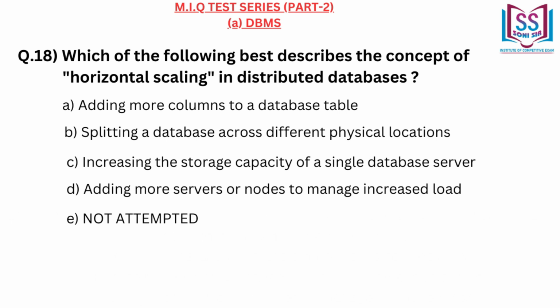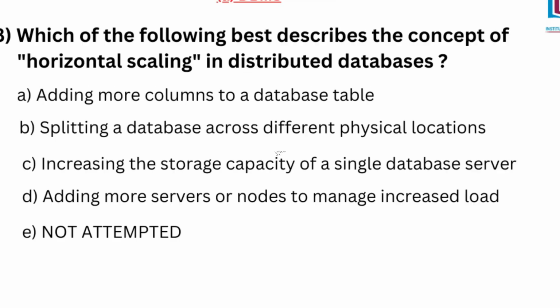Which of the following best describes the concept of horizontal scaling in distributed databases? A. Adding more columns to a database table. B. Splitting a database across different physical locations. C. Increasing the storage capacity of a single database server. D. Adding more servers or nodes to manage increased load.